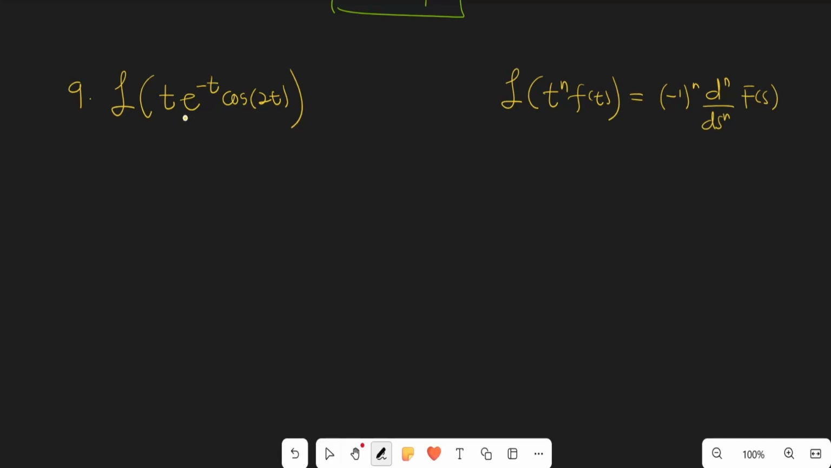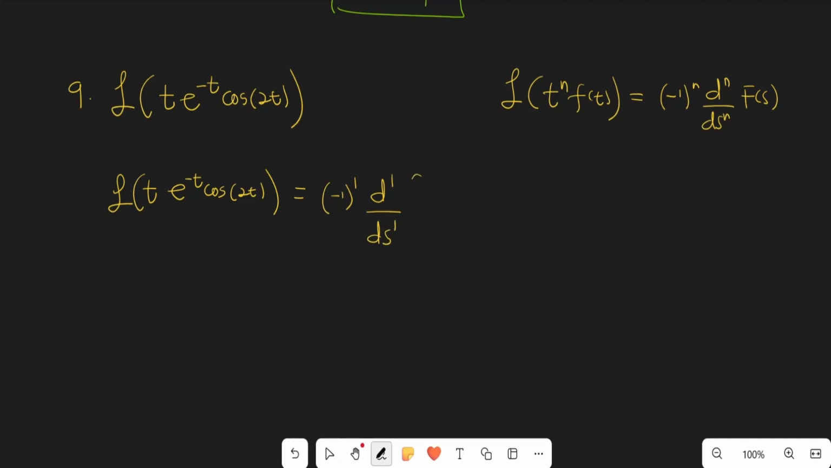So now let's find the Laplace transform of this, and then we differentiate it only one time, because this is t raised to the power 1. Right, so the Laplace transform of this one. I'm going to have the Laplace transform of t e to the negative t times cosine of 2t. This one is going to be equal to, I'm going to differentiate it one time. So this one is going to be negative 1 raised to the power 1, because n here is 1. And then I am going to differentiate it only one time, that is this.